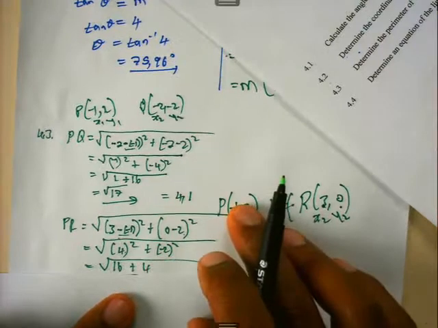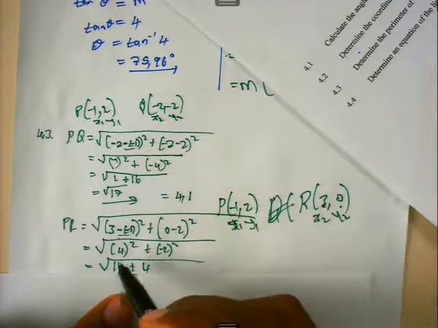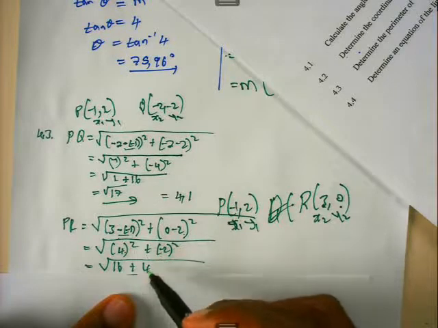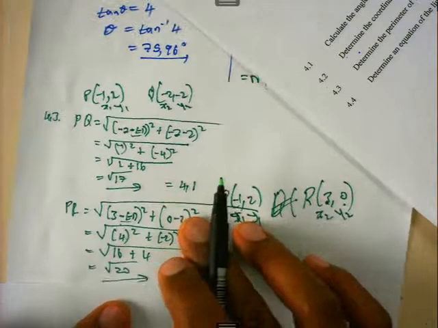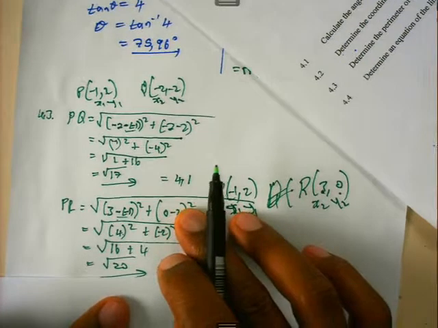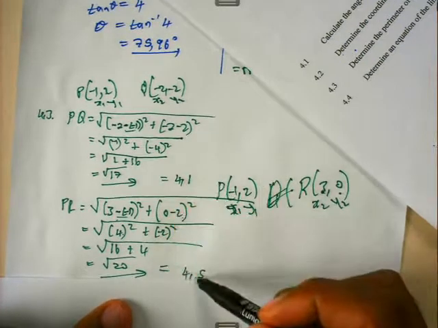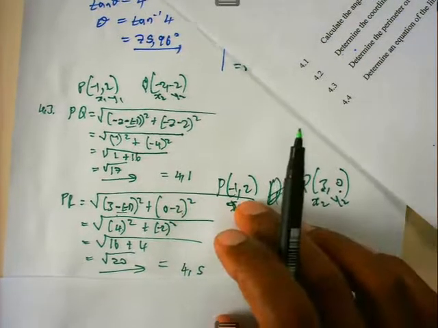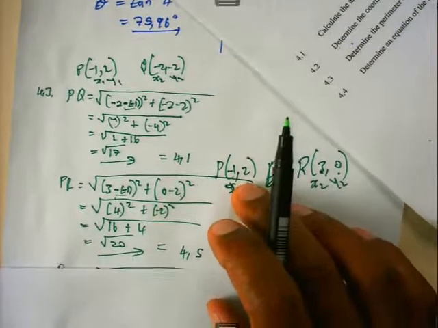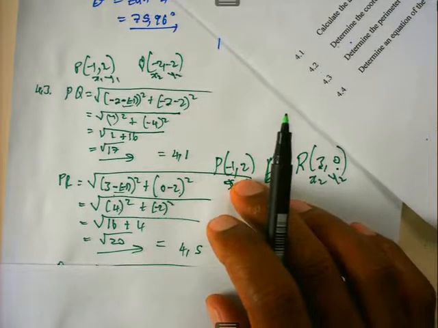Of course, now we are going to have 4 squared is 16. Minus 2 squared is 4. Now when I add the 2, they give me 20. Now when I round it off to one decimal place, it gives me 4,5. Right? That is, of course, the distance of PR.